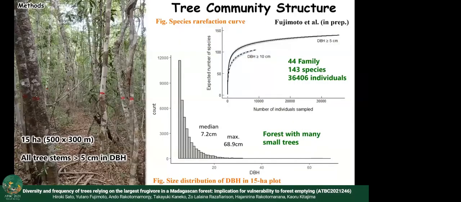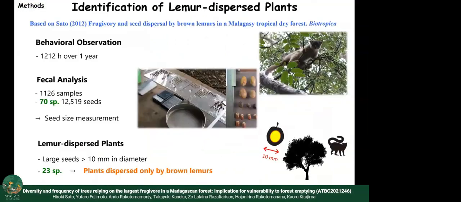We established a 15 hectare forest plot and identified and measured DBH of all tree stems over 5 cm in DBH. We found 36,000 individuals of 143 species. As the median of DBH was 7.2 centimeters, this forest is composed of many small trees.